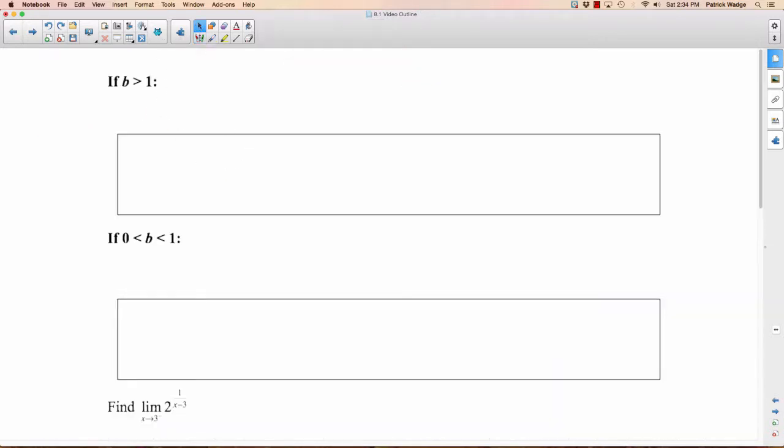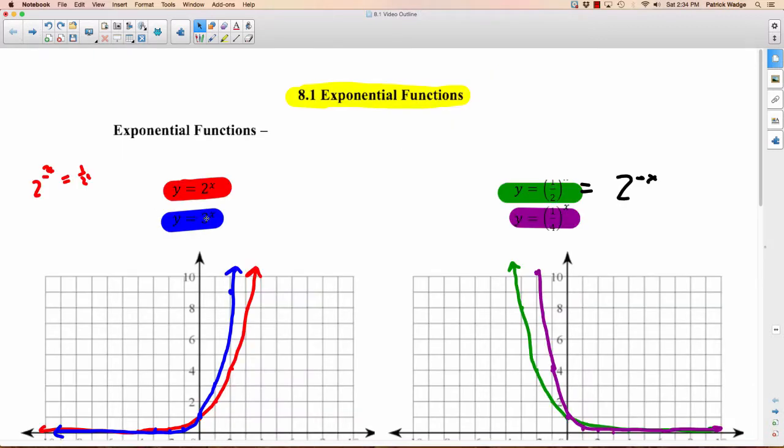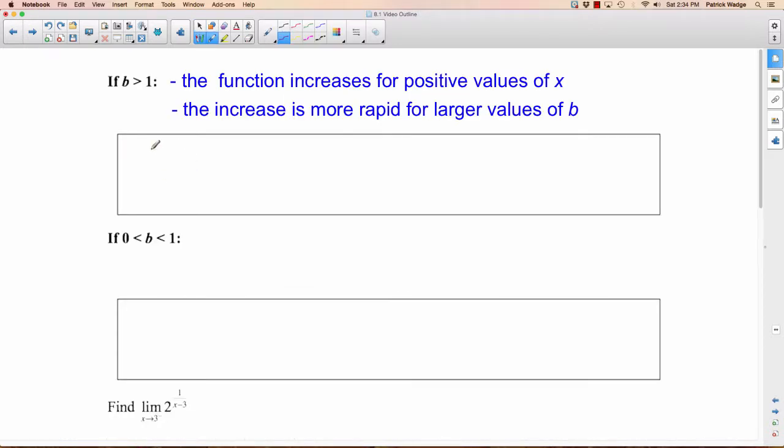If the base is greater than 1, the function increases for positive values of x, and the increase is more rapid for larger values of b. We saw that when we put a bigger value for b, we put 3 here instead of 2, it went up faster. In terms of limits, what we can say is the limit of b raised to the x power as x approaches negative infinity.